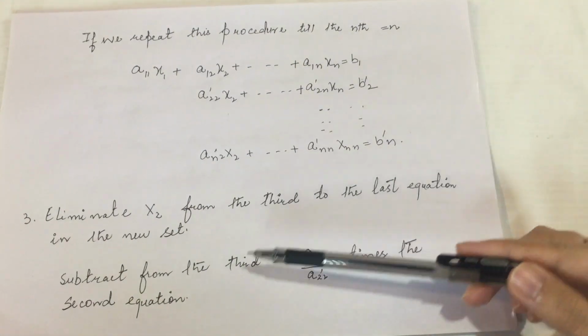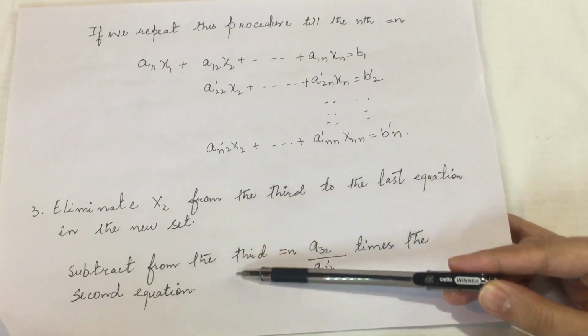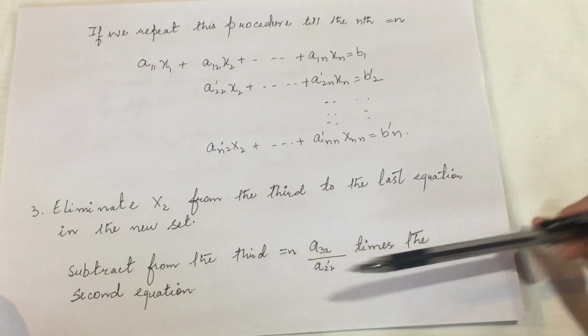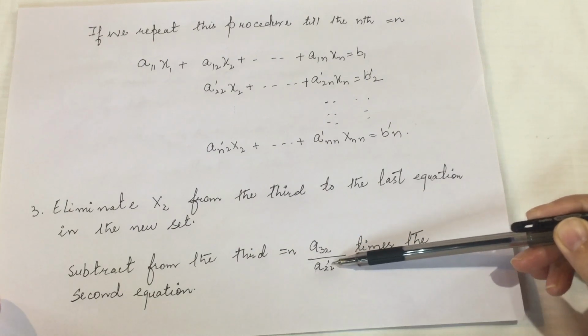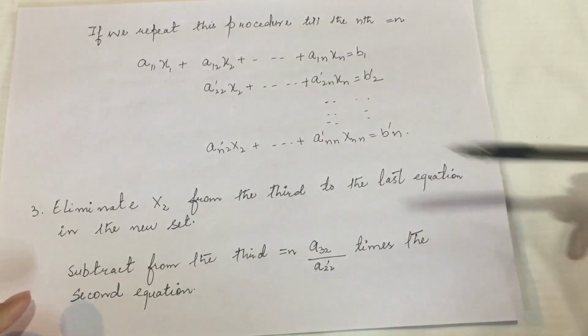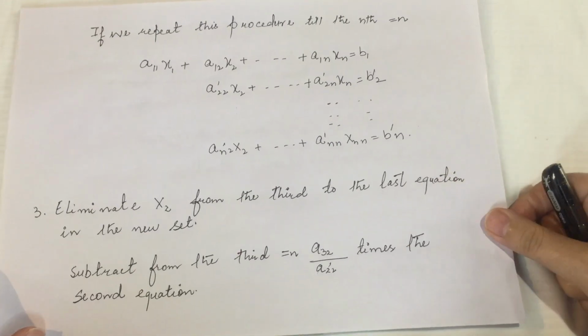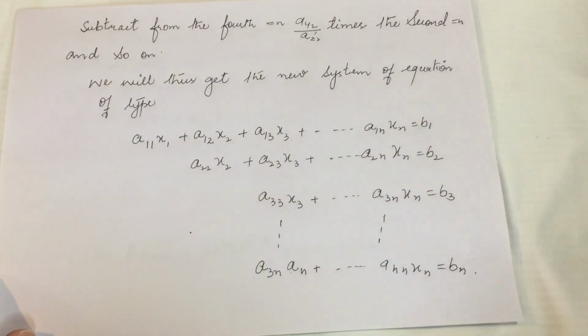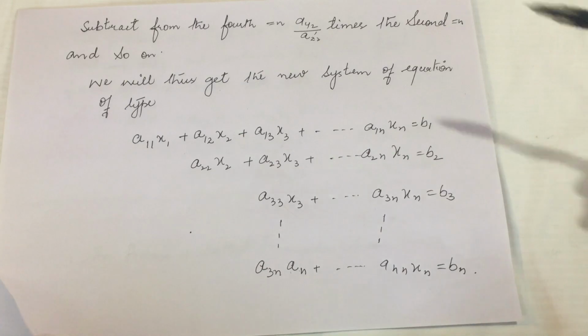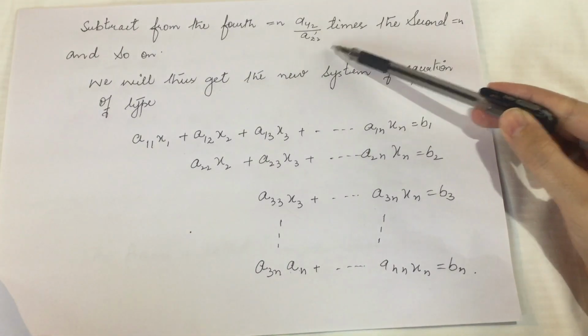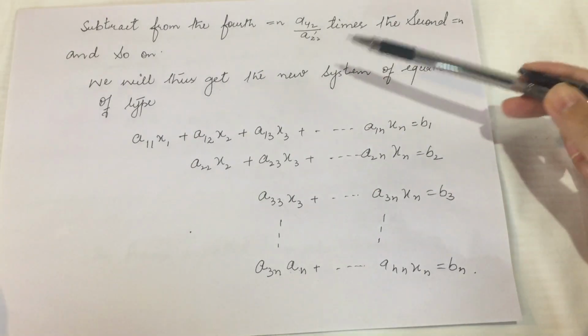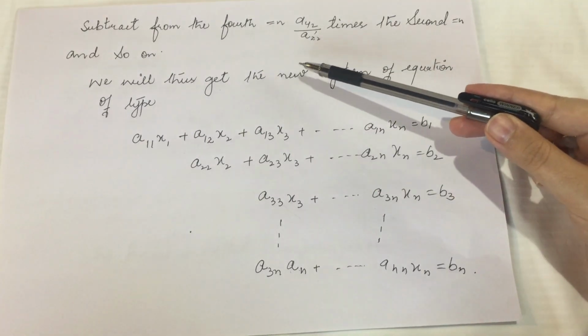How can we achieve it directly? We have to subtract from the third equation a32 divided by a'22 times the second equation, and from the fourth equation we subtract a42 divided by a'22 times the second equation, and so on up to an.